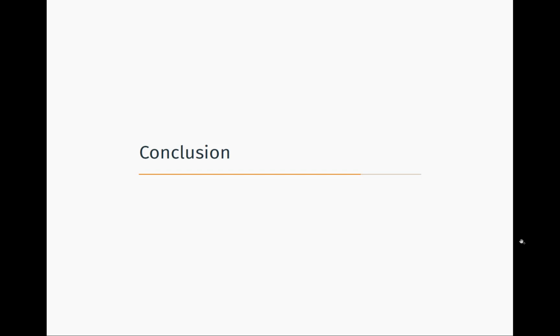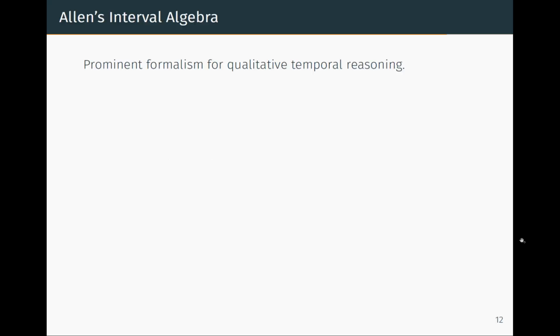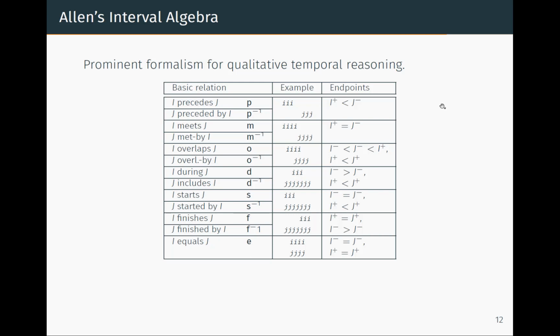Alright, so now to conclude, I would like to talk a little bit about the connection of this problem to qualitative temporal reasoning. So Allen's interval algebra is a prominent formalism for this. Here we have intervals, and the relations between them can be: one interval precedes the other one, they meet, they overlap, one is during the other one, one interval starts the other one, one interval ends the other one, finishes, and they are equal. So the first 6 of these also admit converses. And as before, we allow disjunctions of these basic relations, and this forms the Allen's interval algebra.